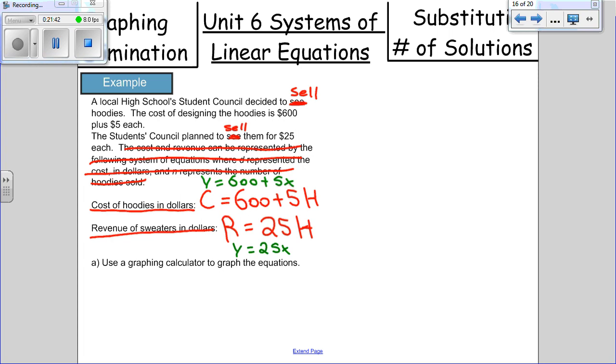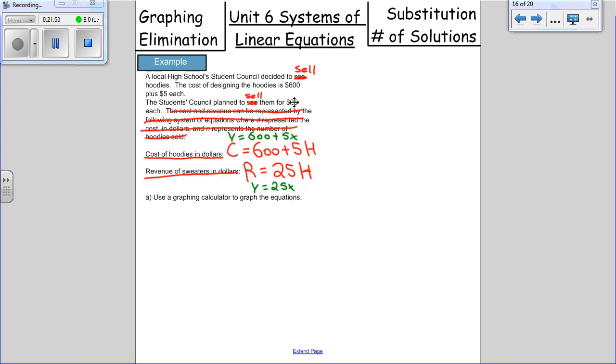Let's try graphing it together. There's going to be a problem when we go to graph this, so we're going to do it together. You're going to go to your Y1, your Y2, so you hit Y equals. Make Y1 600 plus 5x. Make Y2 25x. The problem's going to be your window. So once you've done your Y equals, go to your window setting. We're going to need to talk about that.